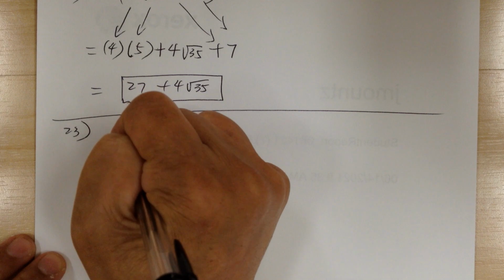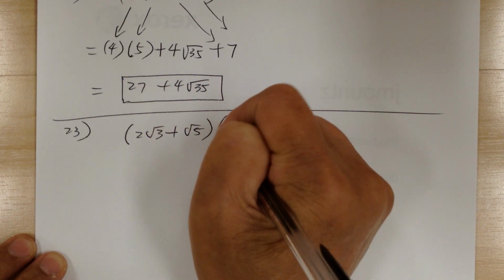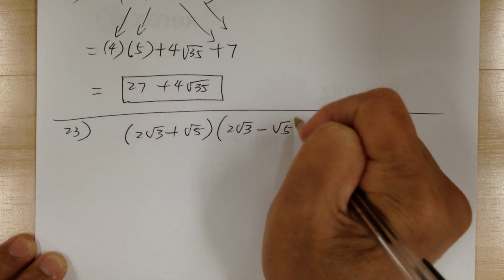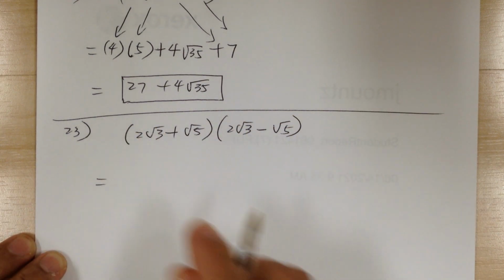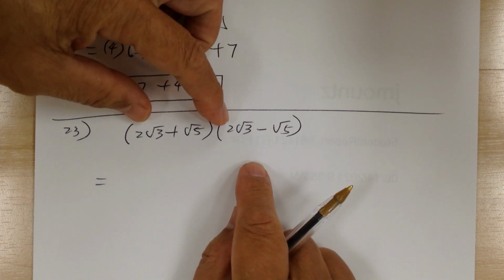Okay, number 23. You have 2 square root of 3 plus square root of 5, times 2 square root of 3 minus square root of 5. So these two are conjugates, so you can multiply by the matching part.